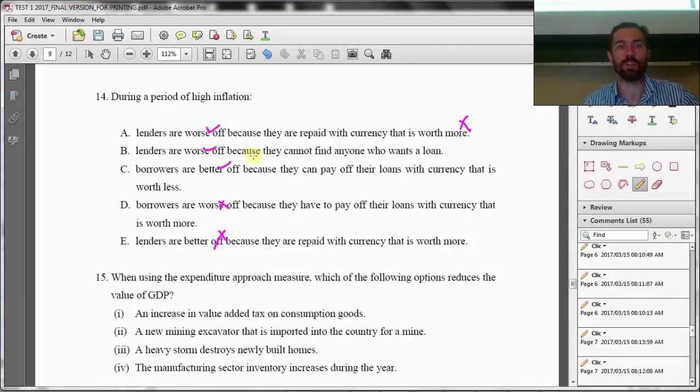Lenders are worse off because they cannot find anyone who wants a loan. No, it's got nothing to do with it. Borrowers are better off because they can pay off their loans with currency that is worth less. Yes, exactly. Cool. Great. Okay.